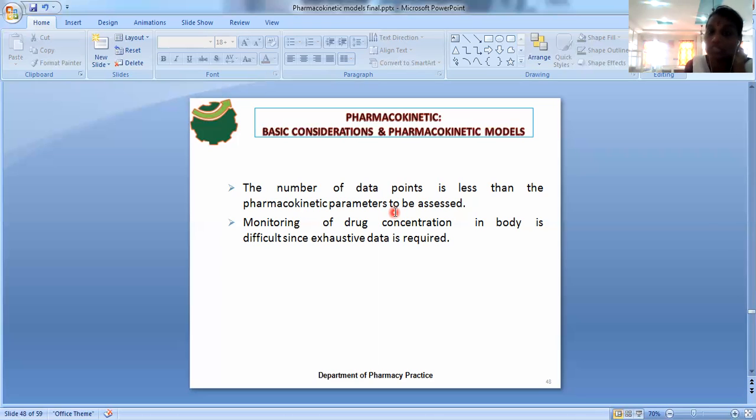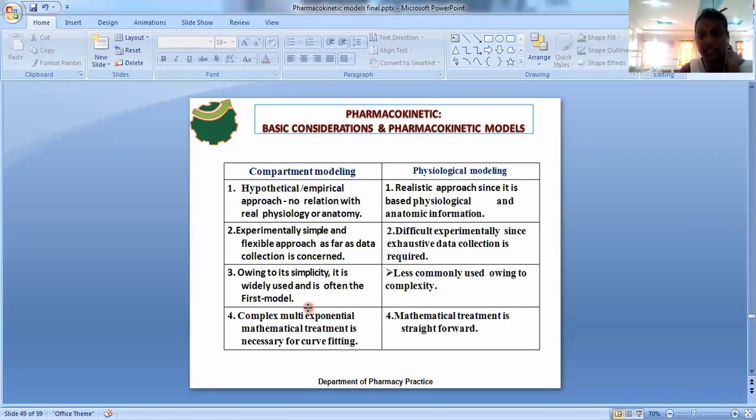And monitoring of the drug concentration in the body is difficult, since exact data is required. Here, limited data points are not enough. If we want exhaustive data, the majority of the data, in such cases monitoring of the drug concentration, or monitoring of each and every parameter, the biochemical and biological parameters, is somewhat difficult. So far you have discussed the advantages as well as the disadvantages of PBPK, and the advantages of physiological models apart from the compartmental model.